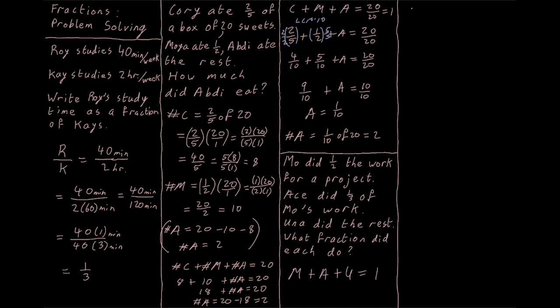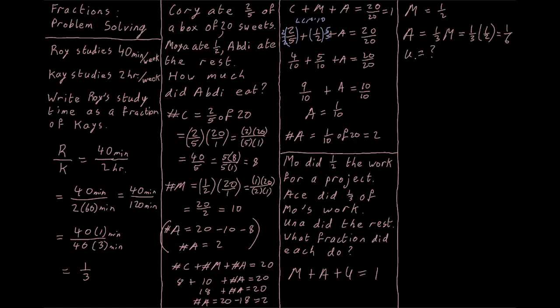Mo did half of the work, so we know Mo's fraction; we just keep the single letters. Mo did half of the work, so that's going to be half of the complete project. Ace did a third of Mo's work. We know that Mo did half of the work, so that would be a third of a half. Top by top, bottom by bottom, we would end up with that being 1/6. So we know that Ace did a 1/6 of the work, and we are then looking for Una's fraction.